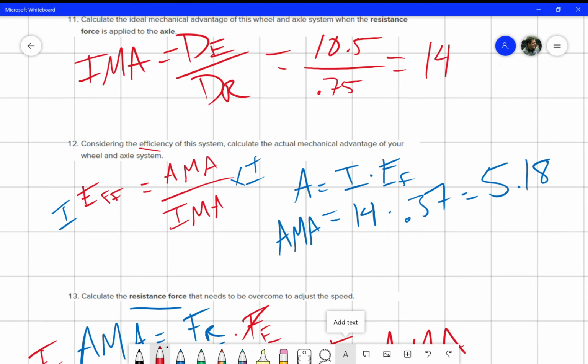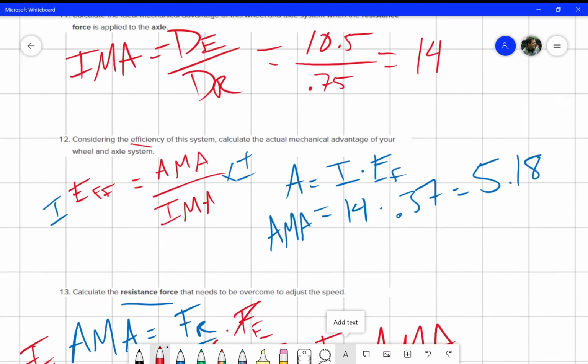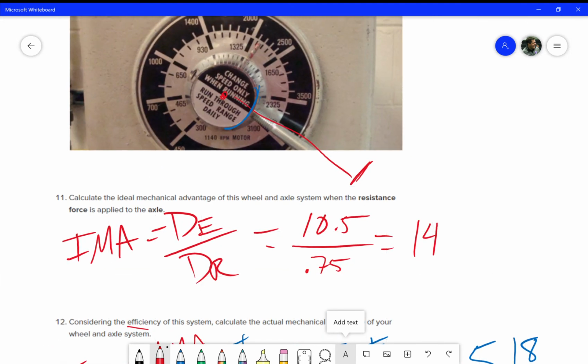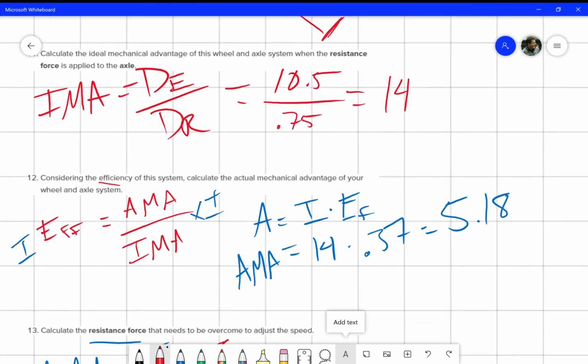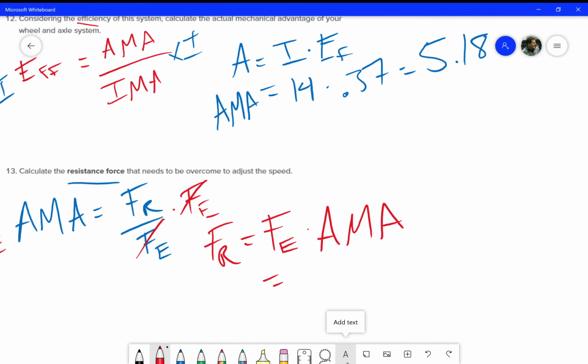Our effort force was, let's see up here, effort force was 2.25 pounds. 2.25. Our AMA is 5.18. So our resistance force will be 11.66 pounds.